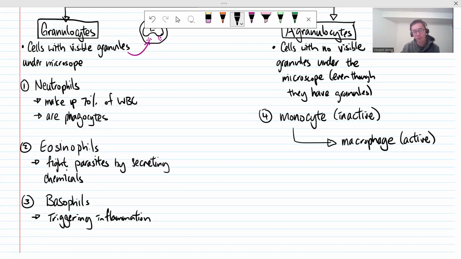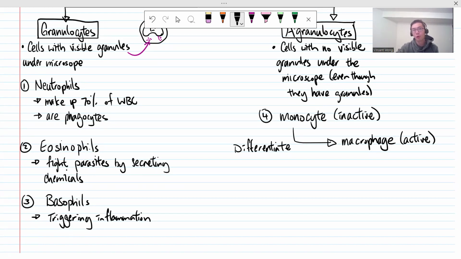So this transformation, we have a name for it. It's called differentiate. So the monocyte can differentiate into macrophage. It's like a one-way transformation. There's no turning back. So they turn into the macrophage, and they will fight the infection.